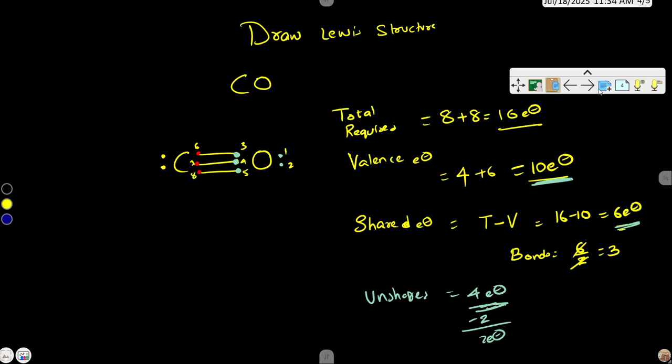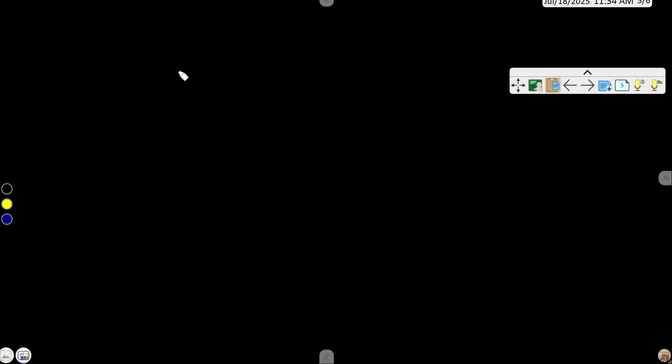Next, let us see one more. Let us take NO3 minus. Now, first we have to write the total electrons that are required. Nitrogen requires 8, oxygen also requires 8, but 3 oxygens are there. So 8 plus 8 into 3, that is 8 plus 24, which is how much? 32.